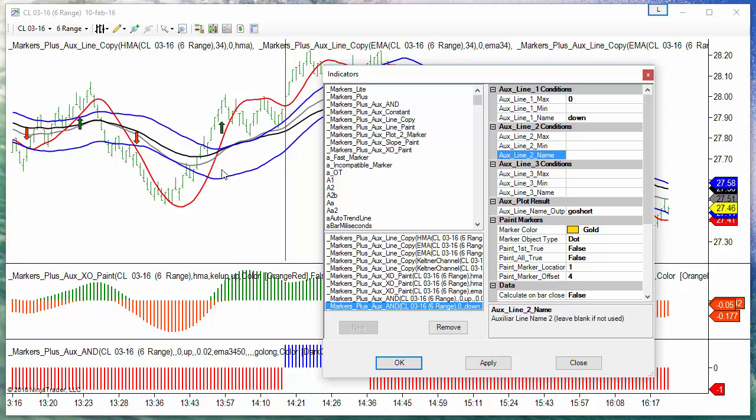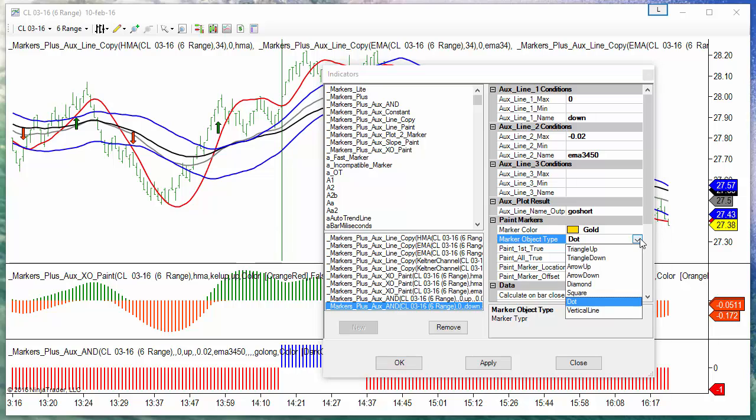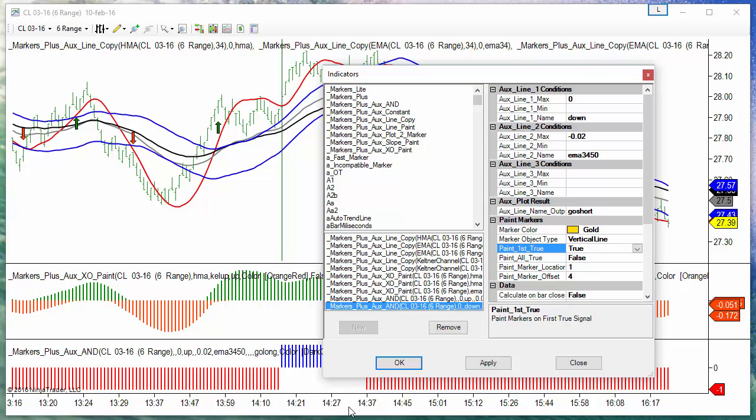Also, the distance between the blue and black line, EMA 3450, must be negative. So it has a maximum of 0, but I want at least 2 ticks of difference. So it has to be lower than minus 0.02, 2 ticks. I want to paint a vertical line on the first time that happens in color gold.